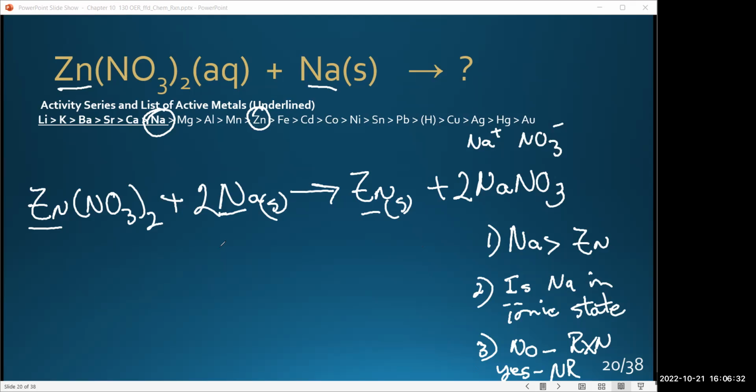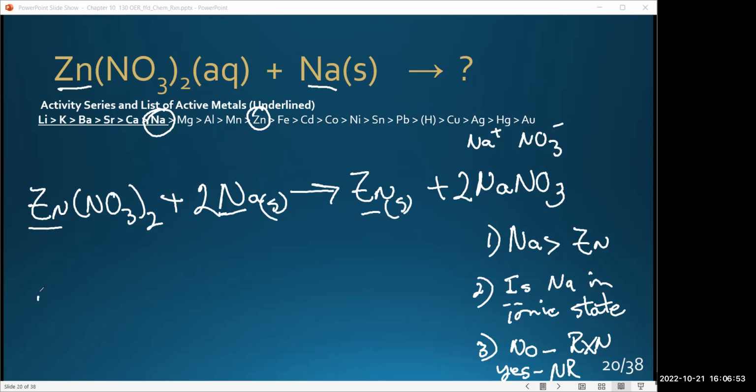And so that's the reaction, because again, the driving force is that sodium wants to be more in ionic form than zinc under these conditions. We're just comparing sodium and zinc. What it also means is the opposite.